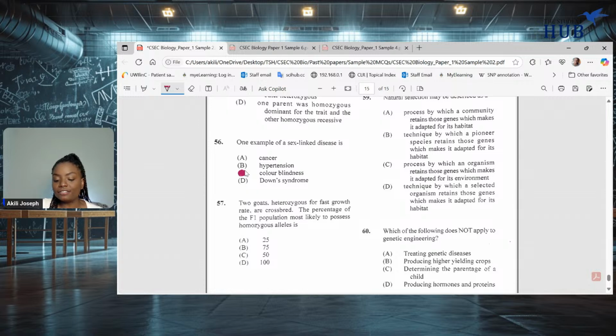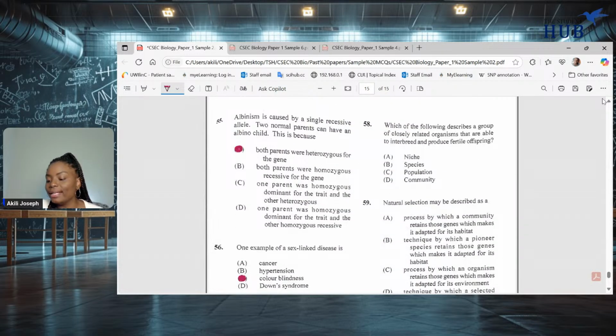57, two goats heterozygous for fast growth rate are crossbred. The percentage of the F1 population most likely to possess homozygous alleles is... it's going to be C, 50%, right? So they said homozygous alleles. You could be homozygous dominant and homozygous recessive. So that's why it's going to be 50% and not 25%.